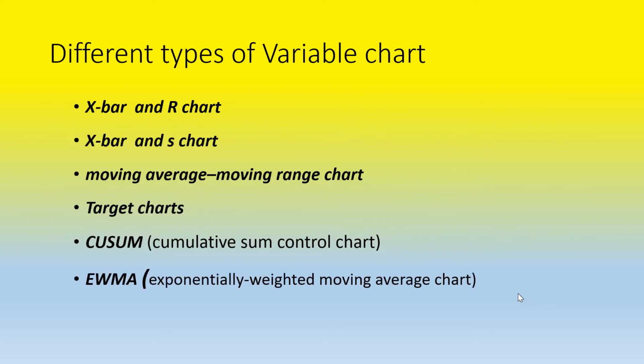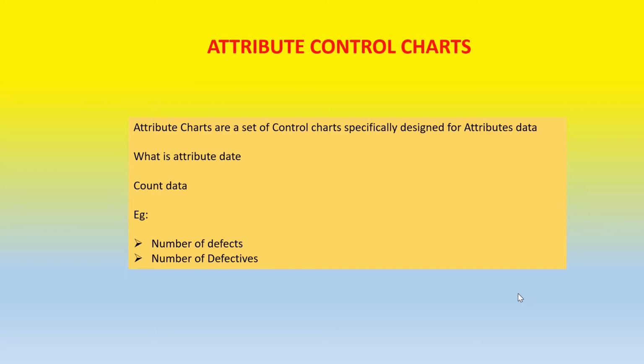Different types of control charts: X bar chart and R charts are there. X bar chart and S charts are there. Moving average, moving range charts are there. Target charts are there. Cumulative sum control charts are there. Exponentially weighted moving average charts are there. And in attributes, there are a variety of control charts.